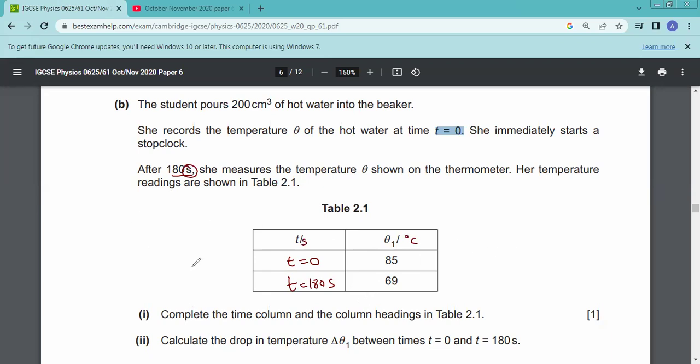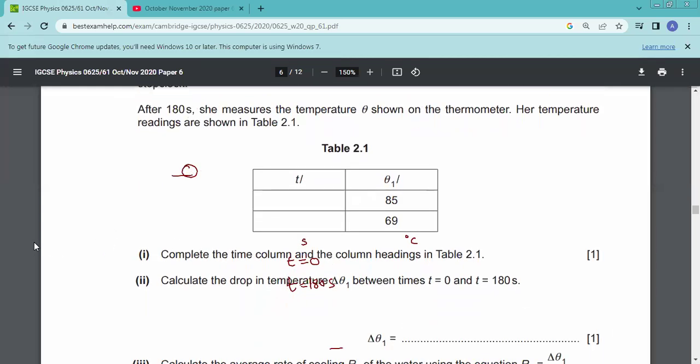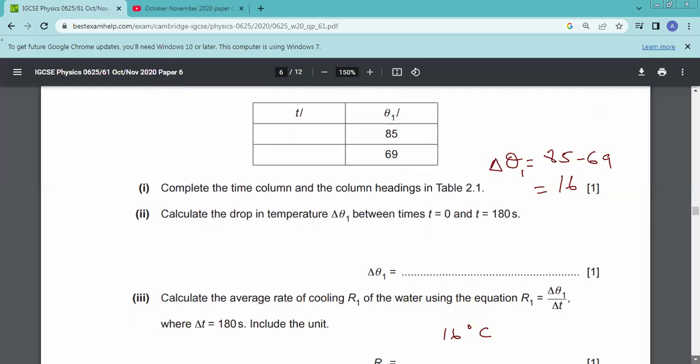Okay. Now calculate the drop in temperature, that is Δθ1, between the time t = 0 and time t = 180. So at this time, we will be taking the temperature drop. Temperature drop will be calculated by using Δθ1 = 85 − 69, and I got 16 degrees. So the temperature difference is 16 degrees centigrade. It's 16.